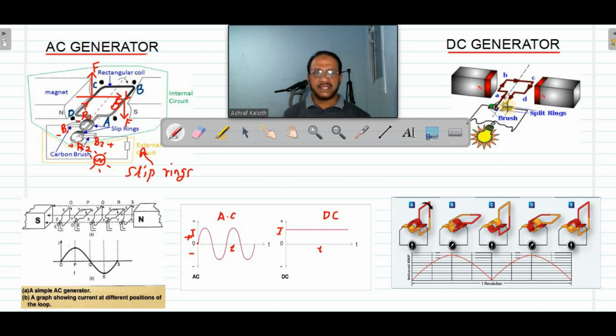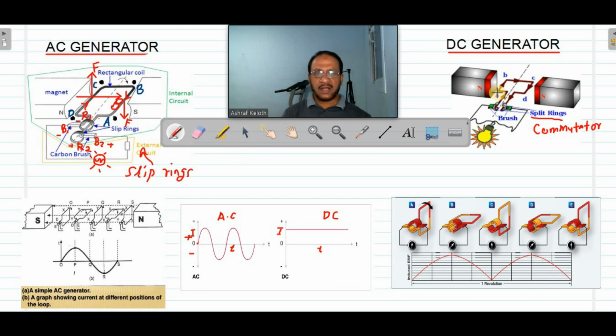In a DC generator, you can see it has split rings. It is also called a split ring commutator. What is a commutator? A device which is used to change the direction of current. In a DC generator also, the rectangular coil is the same, the magnet is the same. Only the rings have some changes. Two split rings are there, instead of full rings.